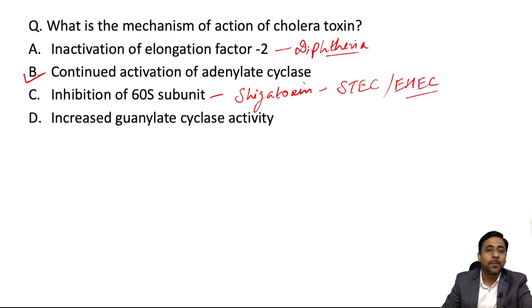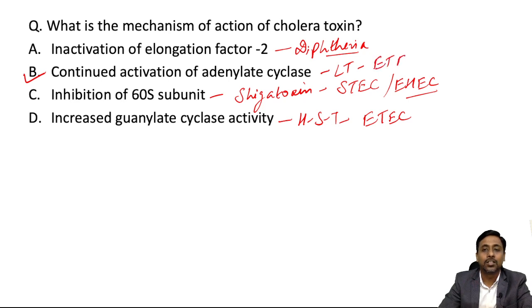EHEC. And this increased guanylate cyclase activity is seen in the heat stable toxin produced by ETEC. And continued activation of adenylate cyclase is also seen with the heat labile toxin produced by ETEC. So the cholera toxin and the heat labile toxin have a similar mechanism of action. So the answer to this question is B.